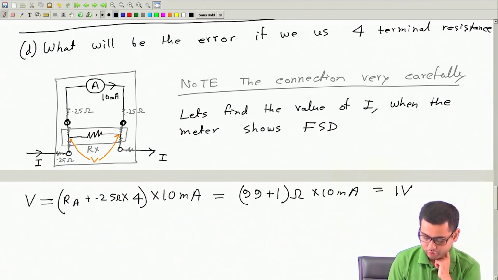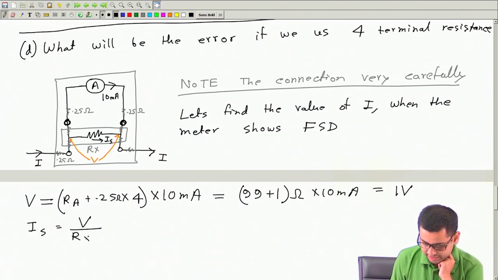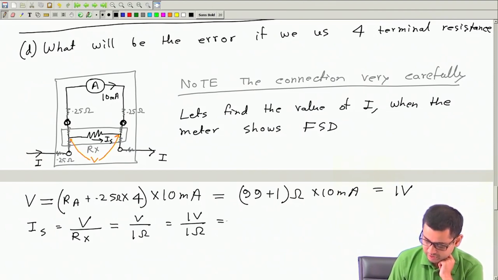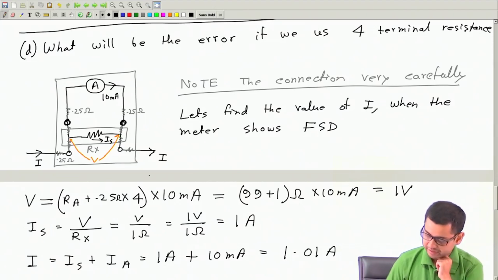Okay, now if V is 1 volt, then this current Is will be V divided by Rx. This will become V by 1 ohm, so 1 volt by 1 ohm. So this will be 1 ampere, right? Therefore I, which is Is plus Ia, will be 1 ampere plus 10 milliampere. So this will be 1.01 ampere. So this is the value of I when the meter shows full scale deflection current.